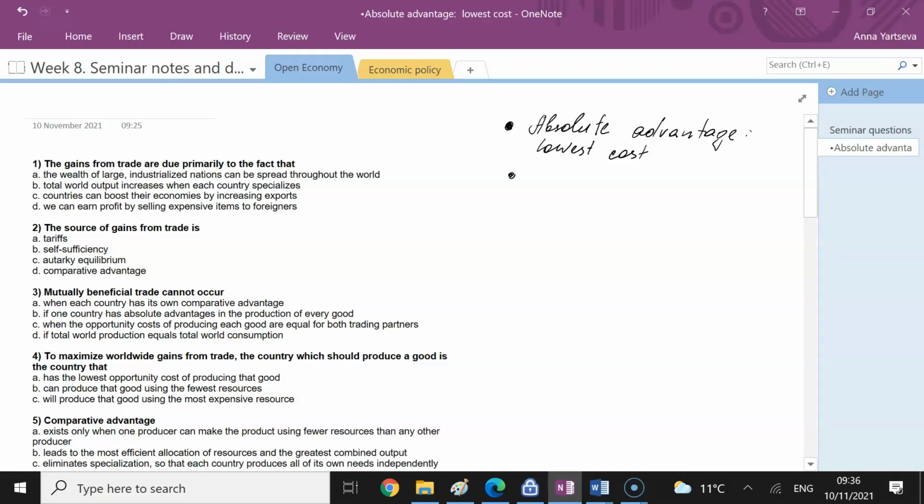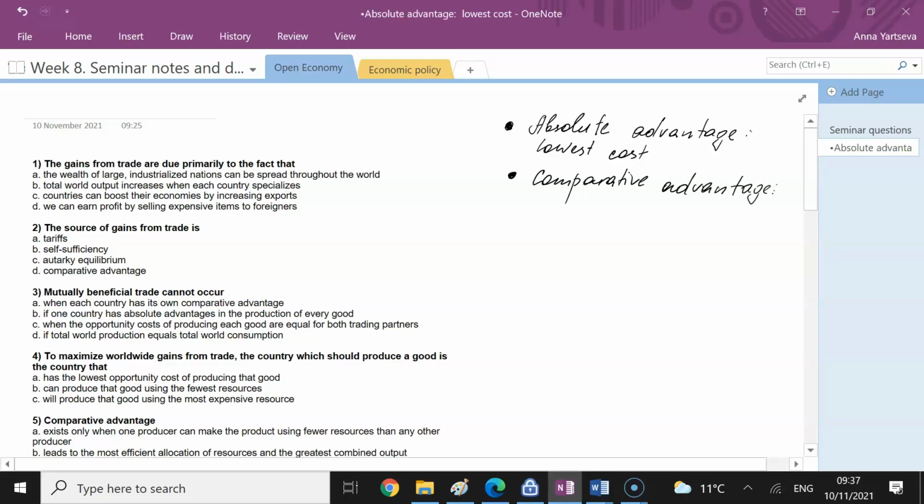Absolute advantage. The second concept is comparative advantage in international trade. Any ideas of what this might mean? Lowest opportunity cost, absolutely correct. It's a situation when a country has the lowest opportunity cost in producing a certain item, goods or services. What does it mean to have the lowest opportunity cost? It implies that when you're focusing on the production of a certain item, you need to sacrifice less of other items. You need to give up less of other production, of other types of goods and services.